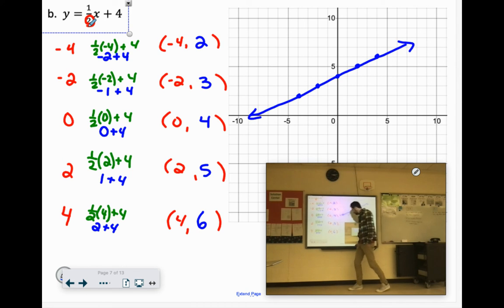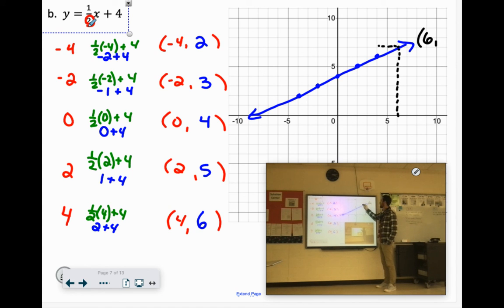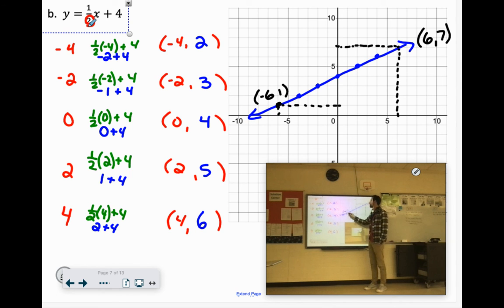Now in theory, if we drew this line nice and straight, it would tell us, like, if we were to sub in 6, then we would get out 7. Right? Or if we were to sub in -6, we would end up getting +1. So it gives us all the other possible coordinates, as long as we keep a nice straight line with that.